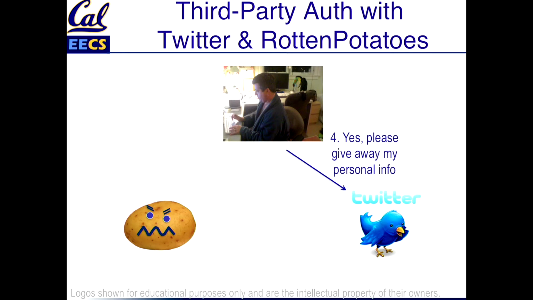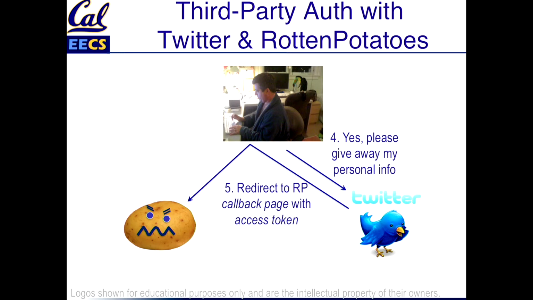Assuming that I am good with it, and I'm saying, yes, that's fine, give all my personal information, let it tweet as me, do whatever you want, Twitter will then redirect to a callback page, and it will provide an access token that was created according to the guidelines that we just talked about. So what are those guidelines? It's created based on a secret that only Twitter knows. The token encodes information about what I said was OK to do.